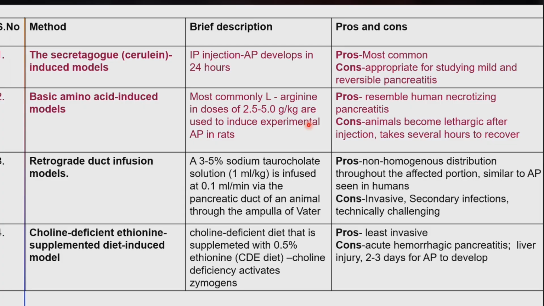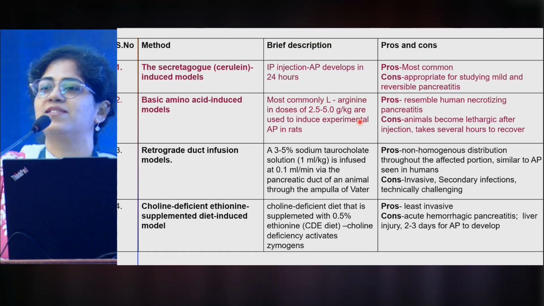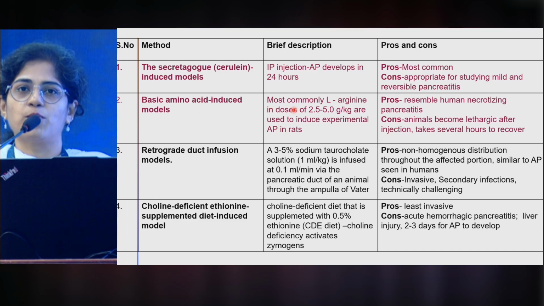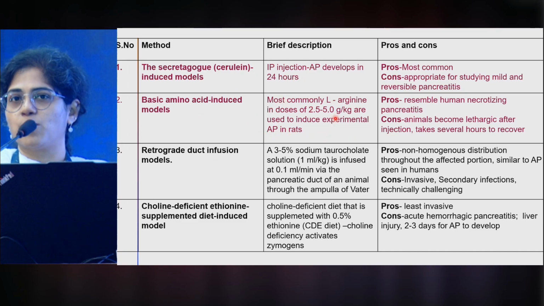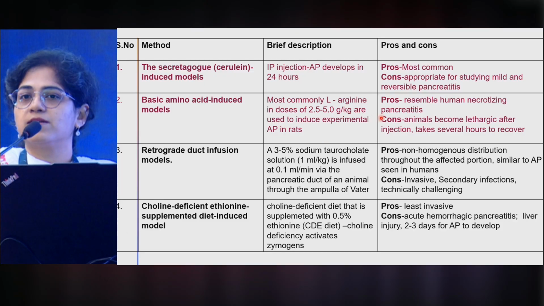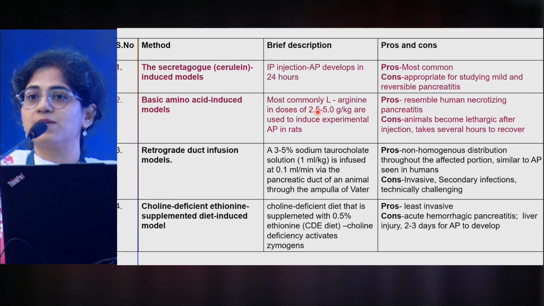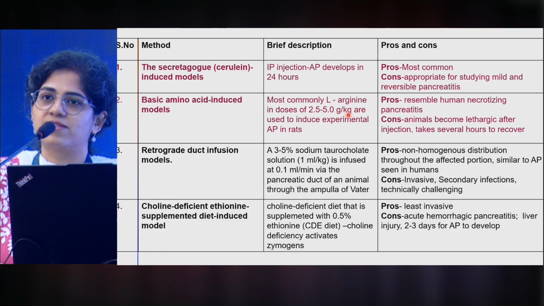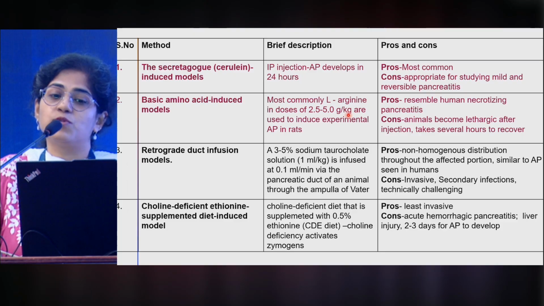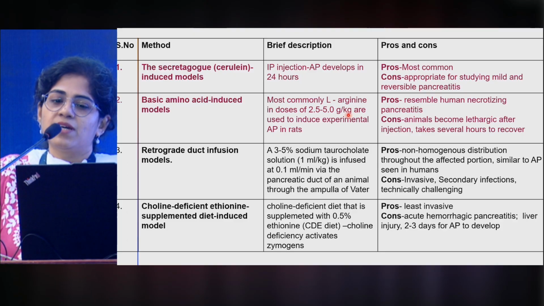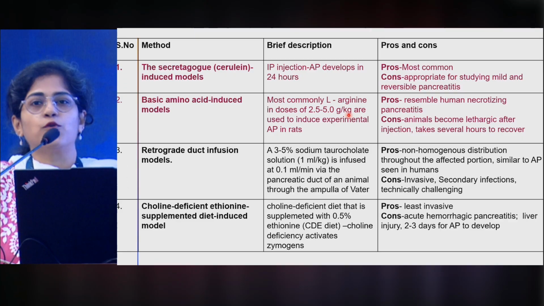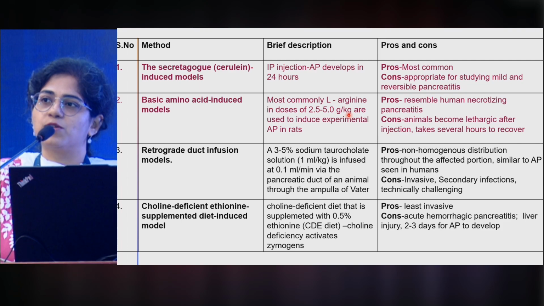So the next model that I'm going to talk about is the basic amino acid model. Among the basic amino acids, L-arginine is commonly used, and this is the dose which is commonly used for experiments in rats. For mouse, it's slightly different. One advantage is this model resembles the human necrotizing pancreatitis. The disadvantage is that severe mortality has been observed in mice induced with L-arginine. So we have to be very careful with the dose that we use for inducing pancreatitis using L-arginine.